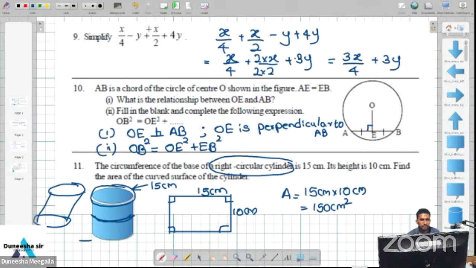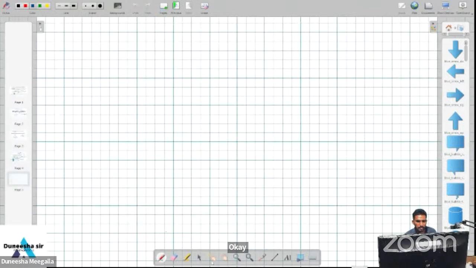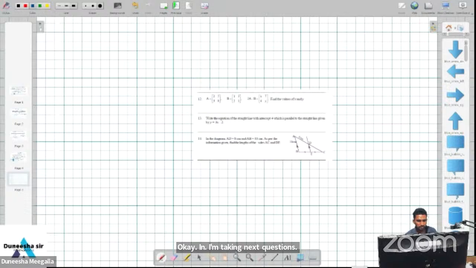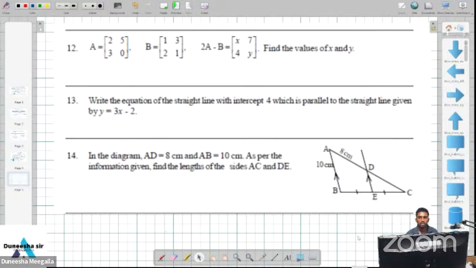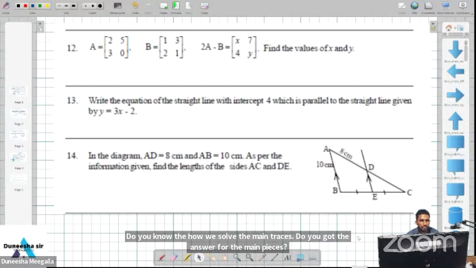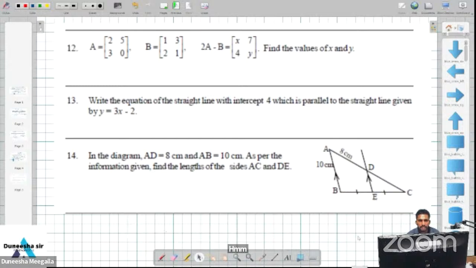Okay. Then I'm taking the next questions. Okay. Do you know the matrices? How do we solve the matrices? If you got the answer for the matrices, if X and Y are the answers, send it to me in the chat box. Okay.